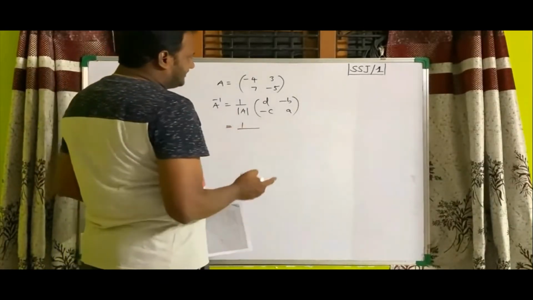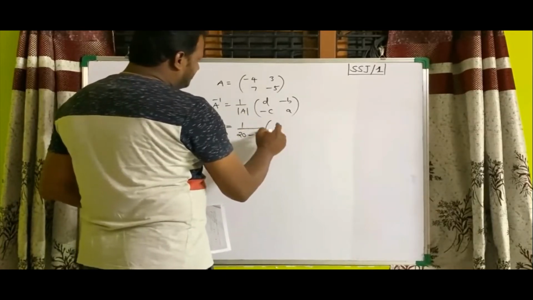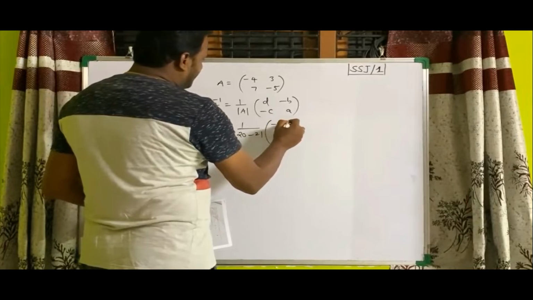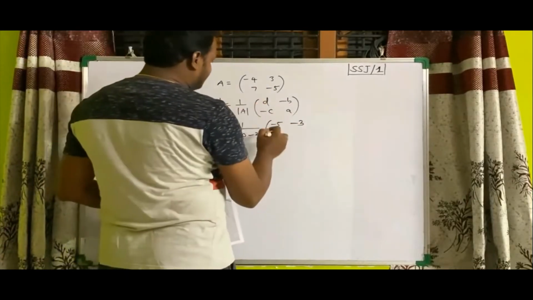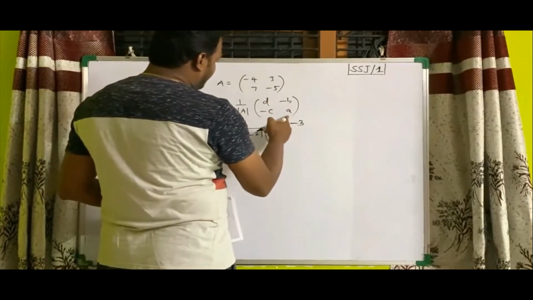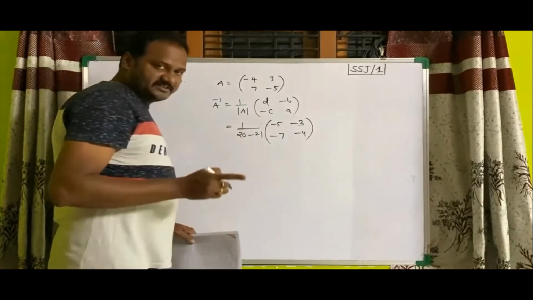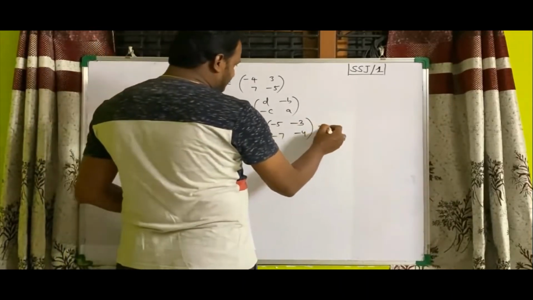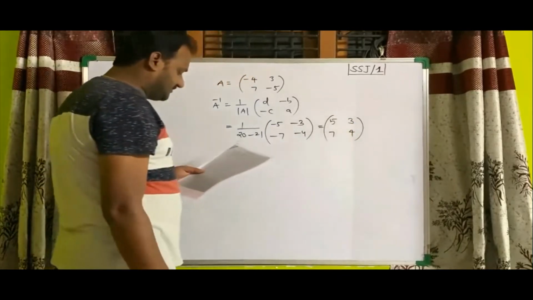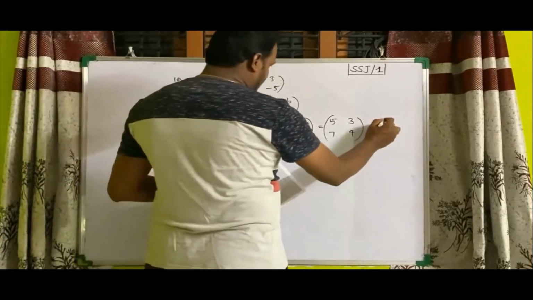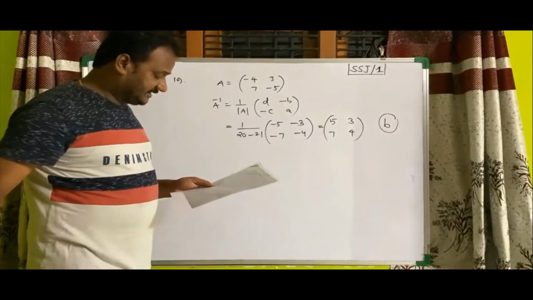So it is equal to 1 by determinant of A. What is the determinant of A? 4 5s are 20, minus 7 3s are 21, into the adjoint: D is equal to minus 5, minus B is equal to minus 3, minus C is equal to 7, and A is equal to minus 4, right? So 1 by 20 minus 21 is minus 1. So minus into this matrix is going to be 5, 3, 7, 4. This is the inverse of the matrix. 5, 3, 7, 4 is option B. So that is the answer for problem 10.